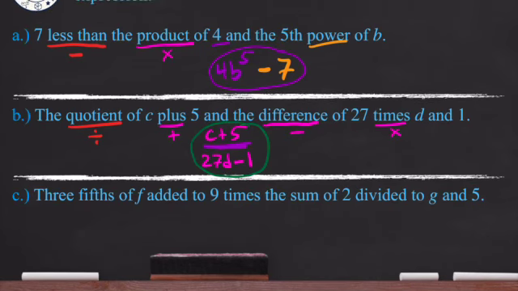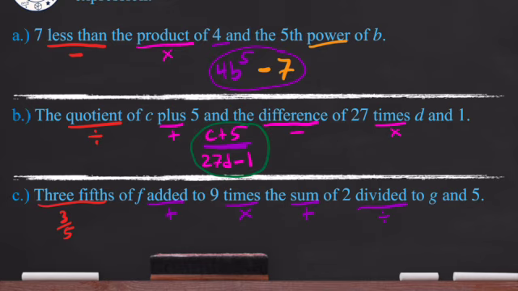Part C, 3/5. 3/5 is a fraction. So let's go ahead and write that out. 3/5 of f added to 9 times the sum of 2 divided by g and 5. Okay, so we know added means addition. We know times means multiplication. We know sum is addition. We know divided is a division.